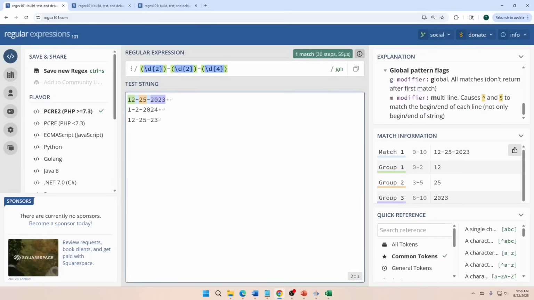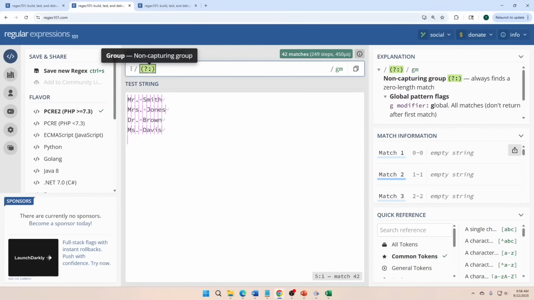Let's talk about non-capturing groups. Sometimes we want to group parts of a pattern together, like for applying quantifiers or alternation, but we don't need to capture all of it. That's where this question mark colon comes into play. It groups without capturing. Let's use it to match names with a title like Mr. or Mrs., but only capture the name.